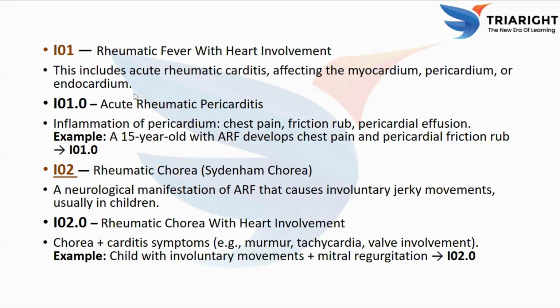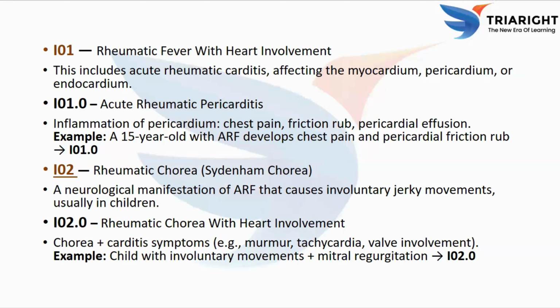This refers to the inflammation of the pericardium. The pericardium is a sac surrounding the heart. So what are the symptoms of acute rheumatic pericarditis? It may be chest pain, a pericardial friction rub and also pericardial effusion. Coming to an example, a 15-year-old with acute rheumatic fever develops chest pain and also a pericardial friction rub. So what do you code here? I01.0 code.